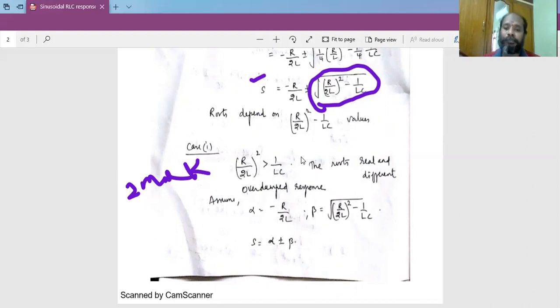This is the condition. So if you say this is alpha and this is beta, then s is equal to alpha plus or minus beta. It's real and different. One will be alpha plus beta, the other will be alpha minus beta. Both alpha and beta will be real numbers. This is the first case.